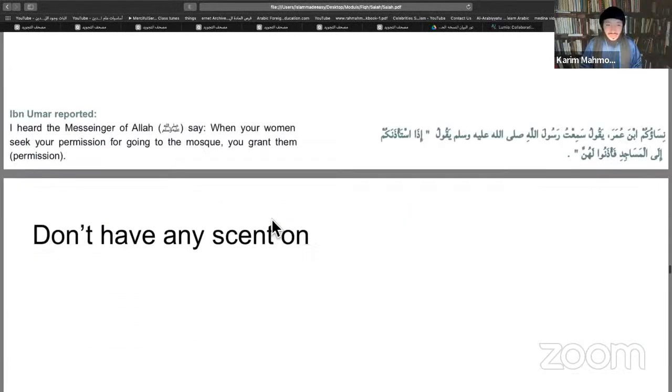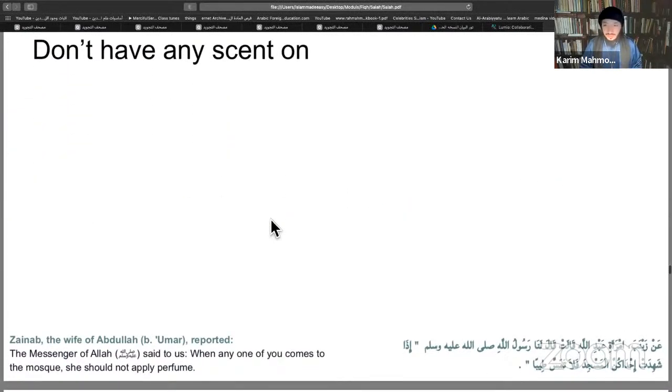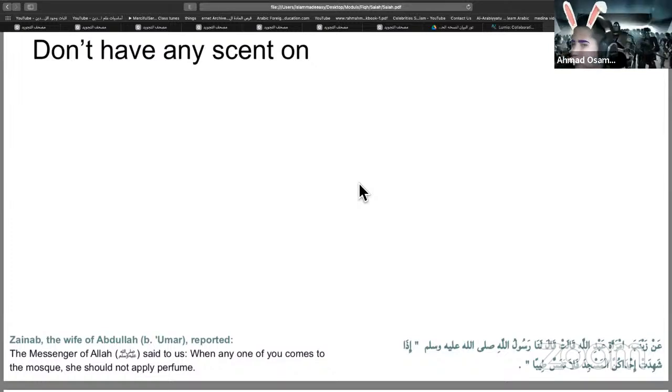All right, let's talk about some things that pertain to women. Now, if women want to attend the masjid, women are not allowed to have any scent on when they go outside, and especially when they go to the masjid. Okay, what do we mean by that? A perfume, a deodorant or body spray, something that smells nice, lotion that has a nice smell. They're not allowed to wear anything that has a nice smell and go outside. Now, why is that?